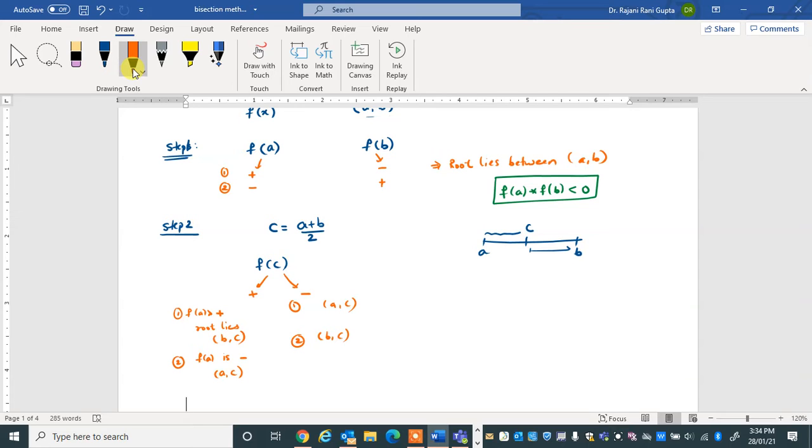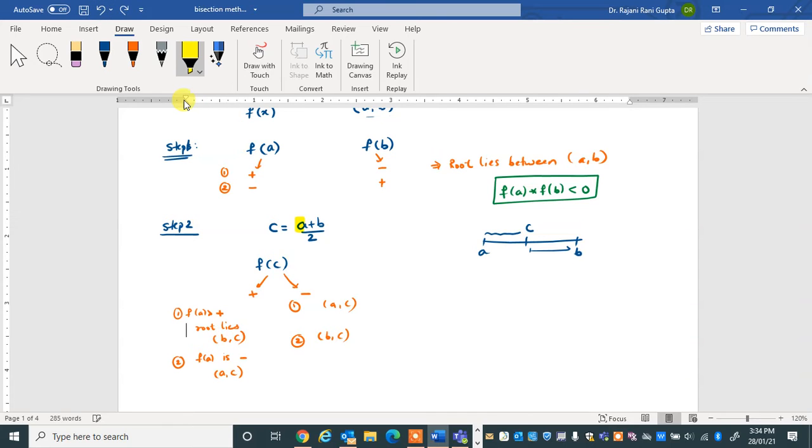So we have to make the program for this. What is happening in this case? When the root lies between b and c, then a is replaced by c, not b.